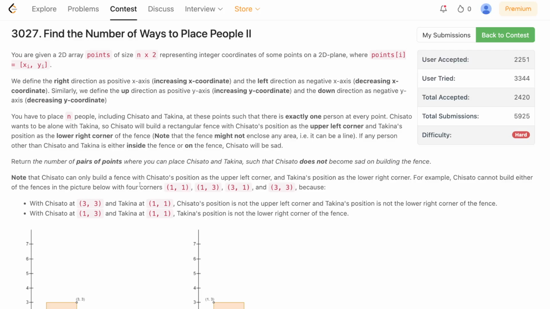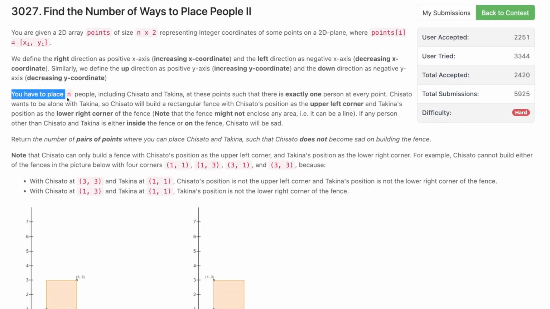So let's get started. The problem states that you're given a 2D array points of size n cross 2 representing integer coordinates of some points on the 2D plane. So points i will represent xi comma yi, right? Now you have to place n people including Chisato and Takina at these points such that there is exactly one person at every point. So basically each point represents one person, and among those persons there are two specific persons we care about, Chisato and Takina. They are also in one of these 2 points.